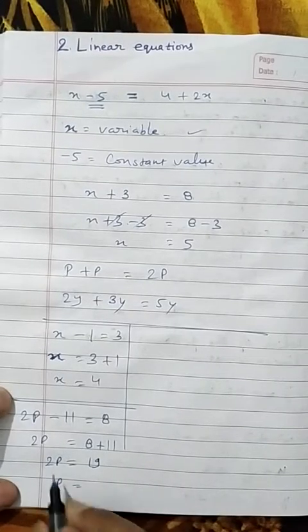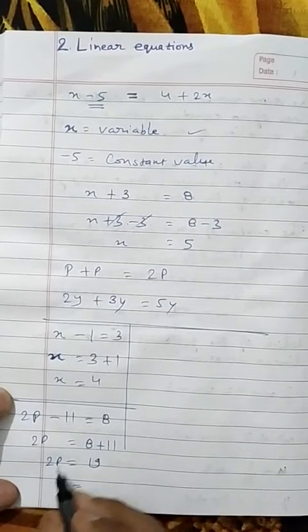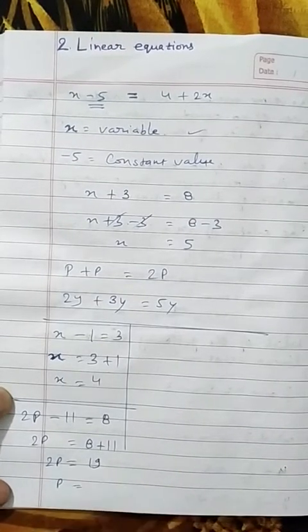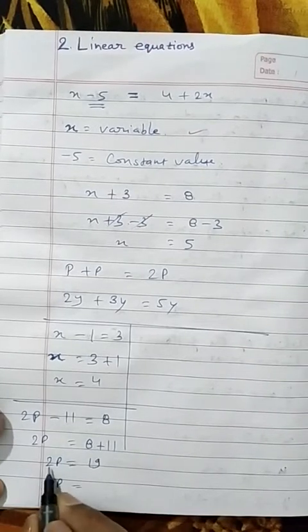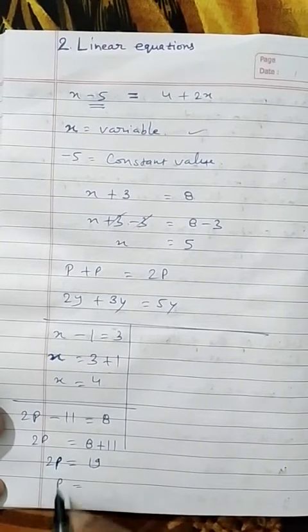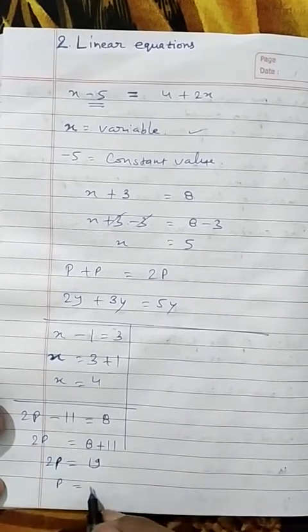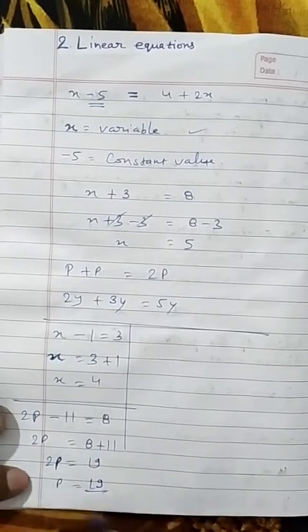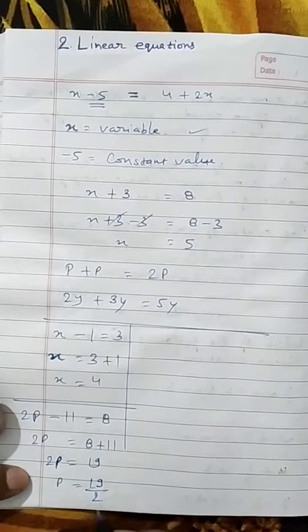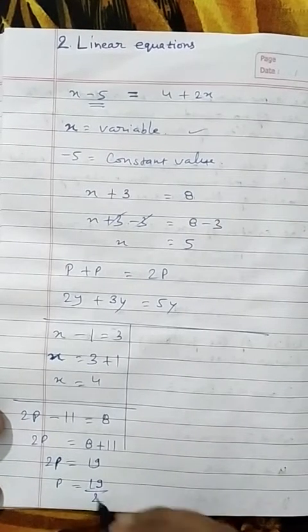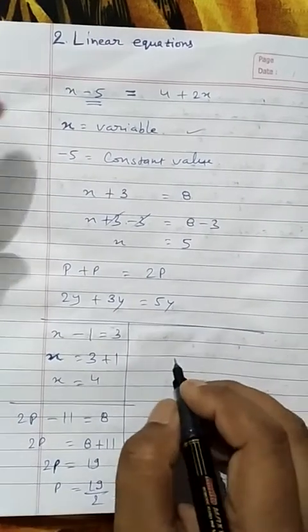Here 2 and p, there is nothing between 2 and p, so there is the multiplication relation between them. This 2 is the coefficient of this variable p. And 2 and p are being multiplied here. When 2 changes its side, the inverse of multiplication is division, so it divides 19. Okay, and this is the value of p.